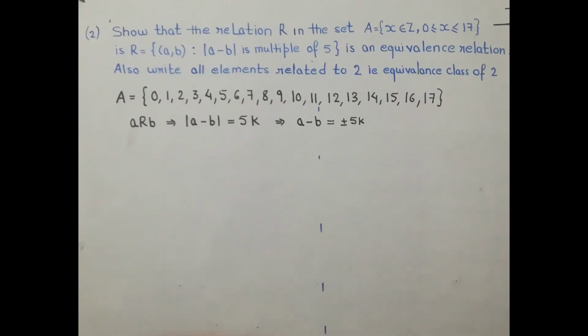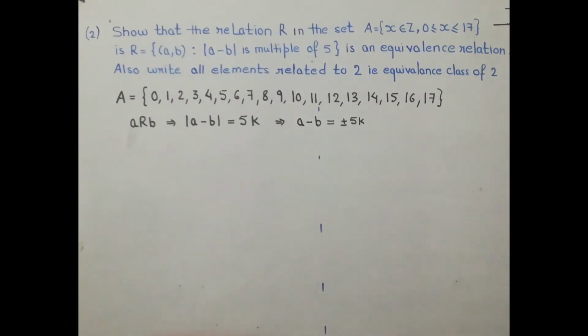Now in this question we have to prove the given relation to be an equivalence relation. For proving a relation to be an equivalence relation, we have to prove that it is reflexive, symmetric as well as transitive. And whenever we have to prove that the relation exists, we have to prove it through definition. So what we have done over here, as the set A was having the integers from 0 to 17, we have listed out the elements of the set A, and the relation given was mod a minus b is equal to a multiple of 5.